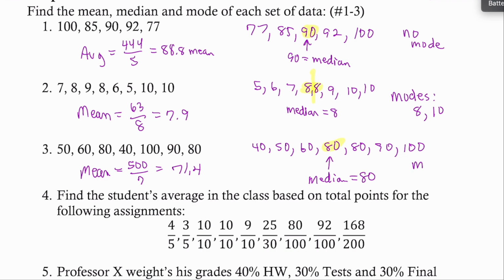It also happens to be our mode. It is the only thing that has a repeat. And so 80 is our only repeated value. So that is mean, median, and mode of a set of data.